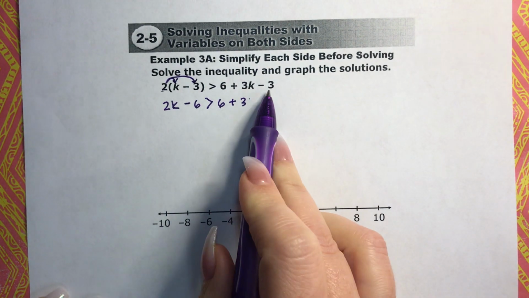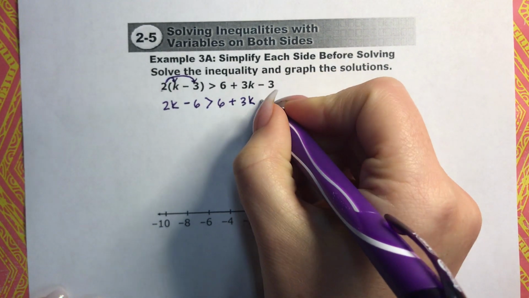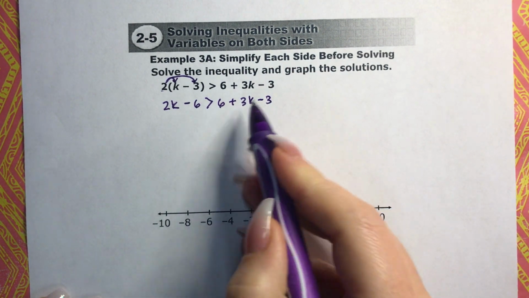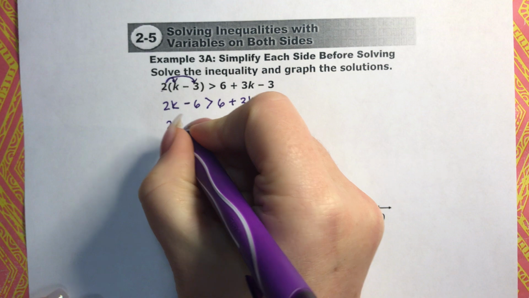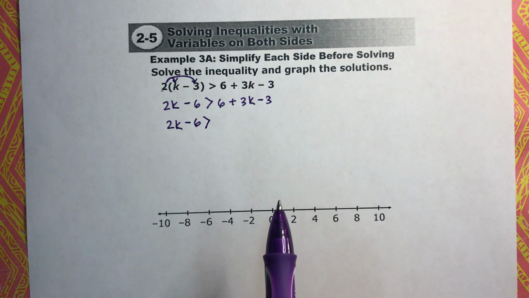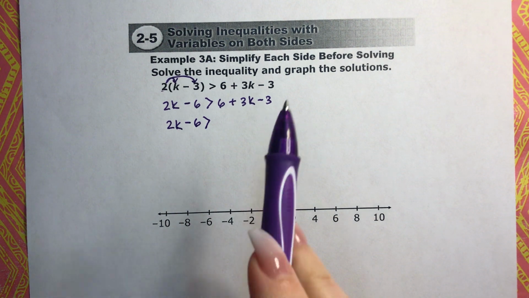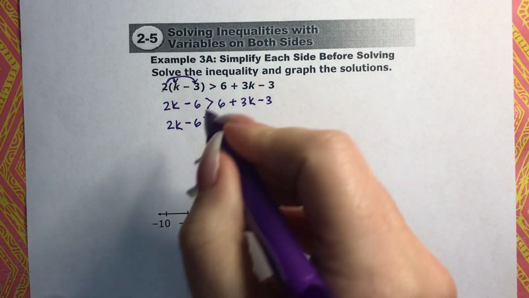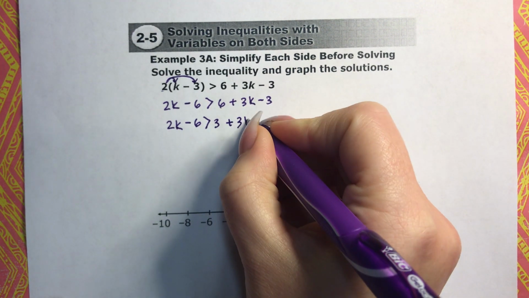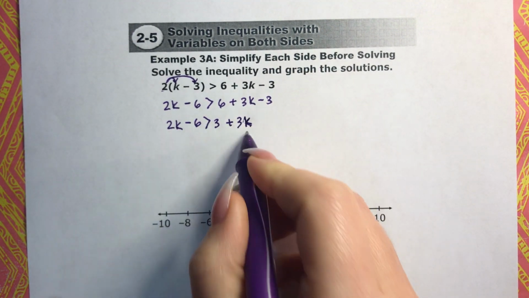Oh, I need to simplify this too. Oh, I guess I have to simplify it next time. I should have simplified it at the same time, but that's okay. And then I need to simplify the numbers on this side. So you have to simplify both sides of the inequality before you move things from side to side, okay? And then 6 minus 3 would be 3 plus 3k. Perfect. So now both sides of the inequality are simplified.